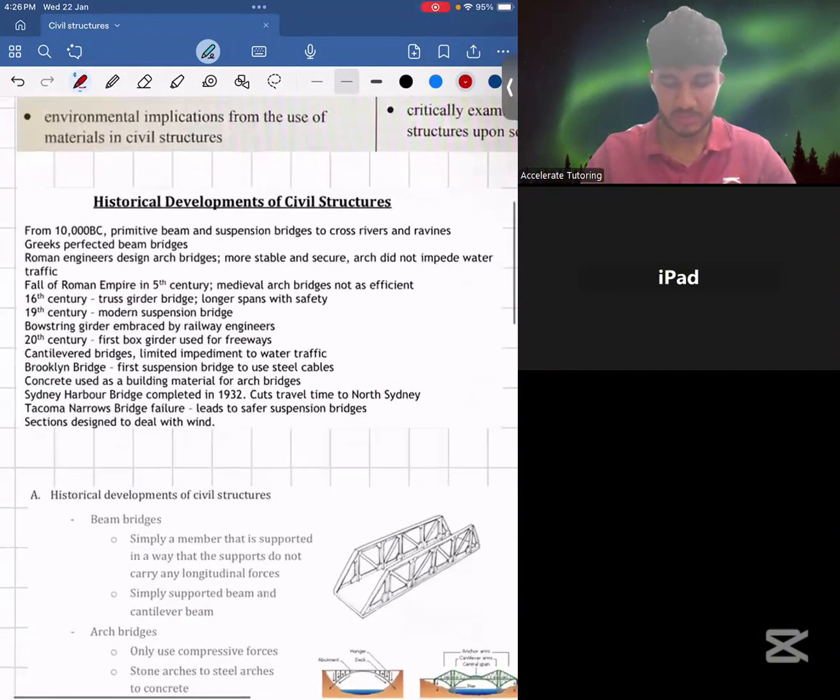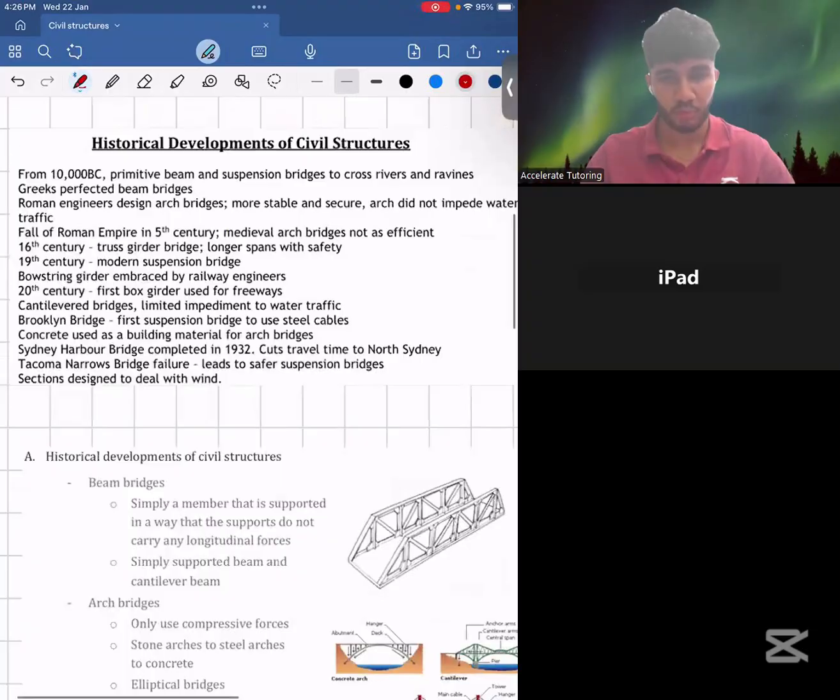Now, for this part of the topic, it is not important for students to know key dates or key engineers or key specific structures being made. It's more just to get a general understanding of the innovations and changes across time. So looking at this, we can see the first part is that from 10,000 BC, primitive bridge and suspension bridges to cross rivers and ravines. That was the basic purpose of a bridge back in the day. It was to get from one side to the other of a simple river.